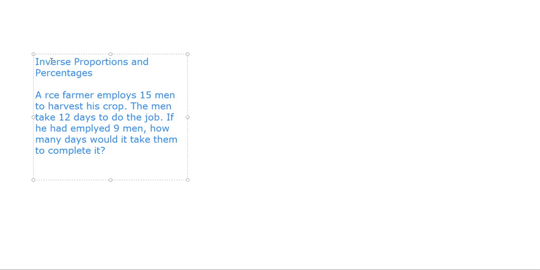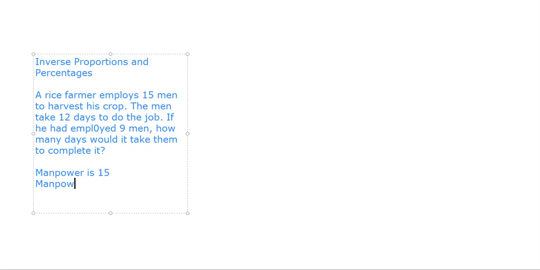So this question requires inverse proportion. A rice farmer employs 15 men to harvest his crop. The men take 12 days to do the job. If he had employed 9 men, how many days would it take them to complete it? So the manpower for the first section is 15, right? However, if he hired 9 men, the manpower would be 9.